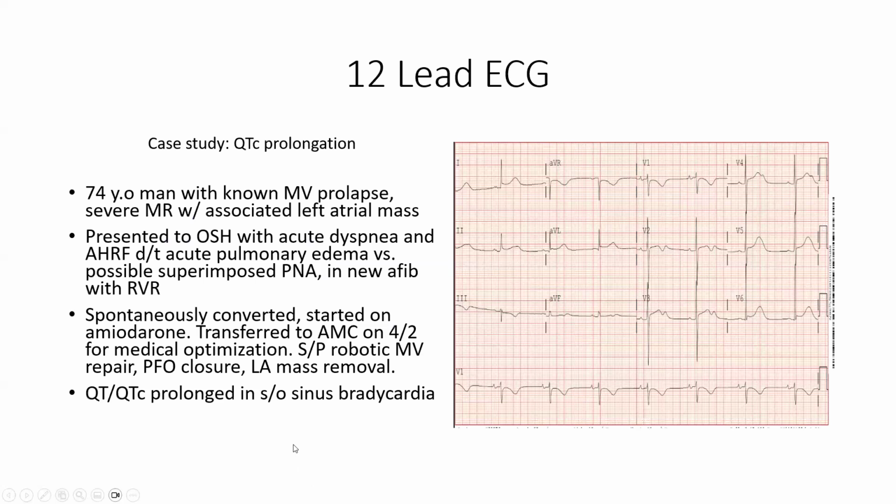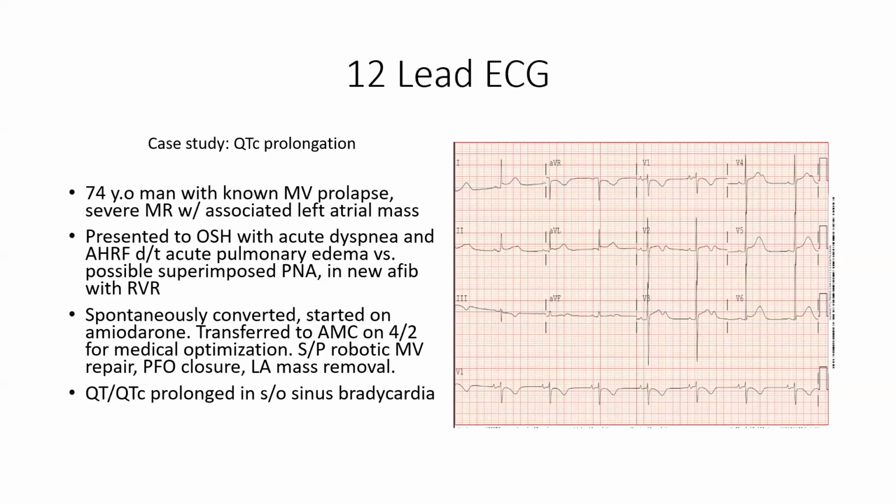This is a patient I saw recently, a 74-year-old man. He had mitral valve prolapse with severe regurgitation and was also found to have a left atrial mass. He had a surgery scheduled, but prior to that date, he presented to an outside hospital with acute dyspnea, acute heart failure, pulmonary edema, possible superimposed pneumonia, and he was in new AFib with rapid rates.